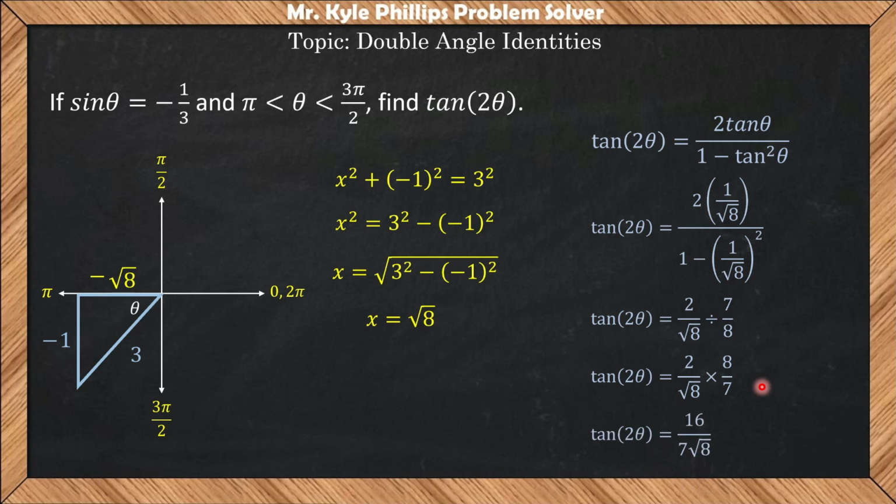Now, depending on your teacher's preference, you can leave the answer like this because it is numerically accurate, or your teacher may want you to rationalize, in which case we would multiply by the square root of 8 over the square root of 8, and that would simplify to be 4 root 2 all over 7.